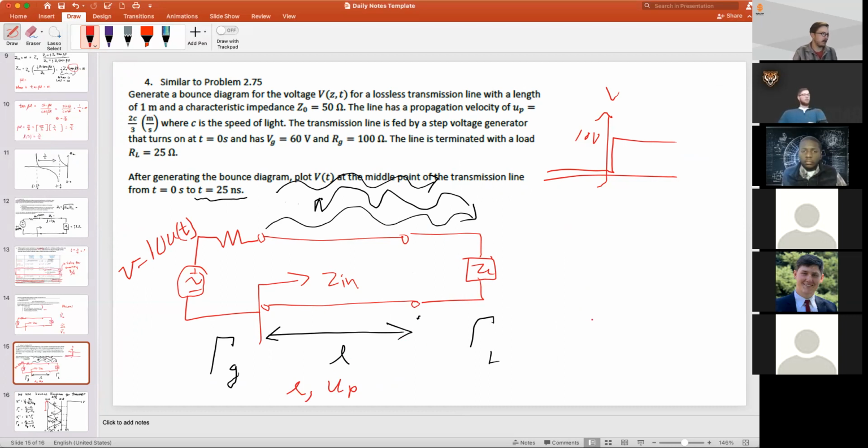If the wave is traveling at a known speed, how much time does it take to travel from one side of this line to the other? We have a length of 1 meter and a velocity here. So let's see if you can figure out how much time that's going to take. Let me know when you have an answer.